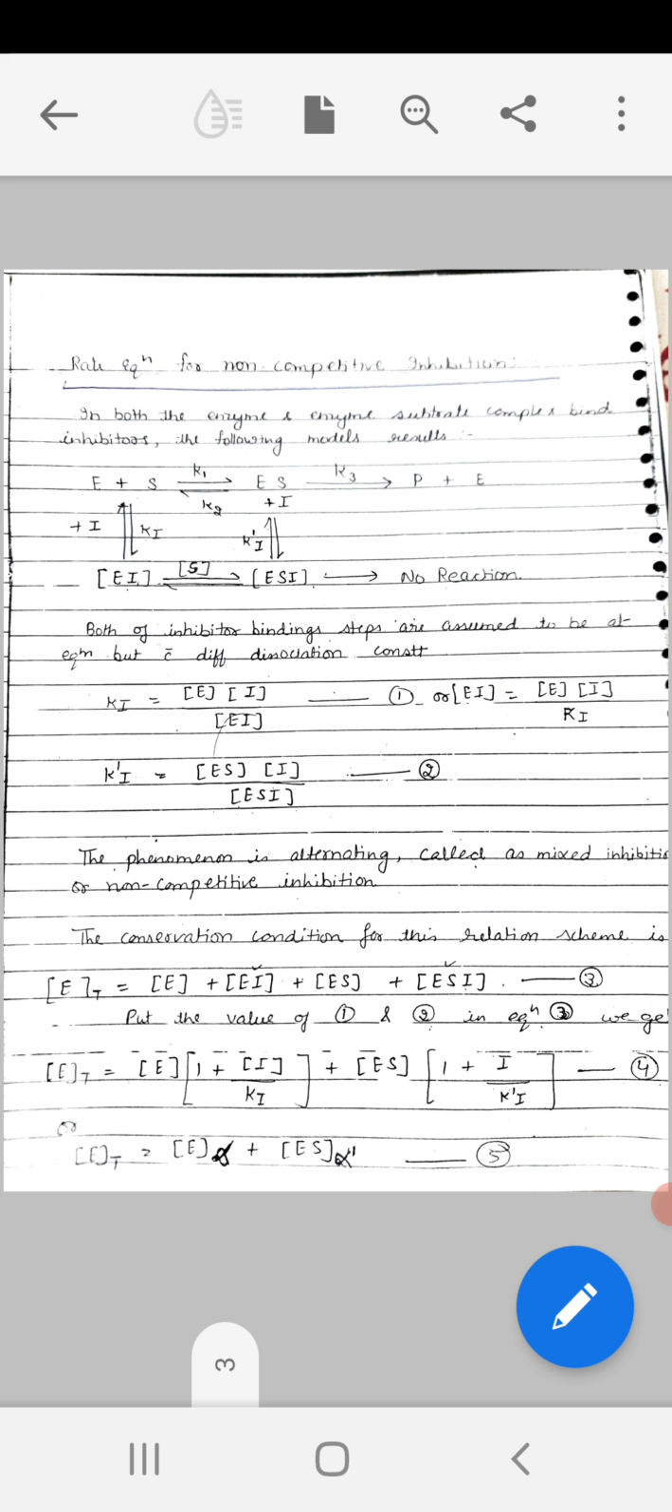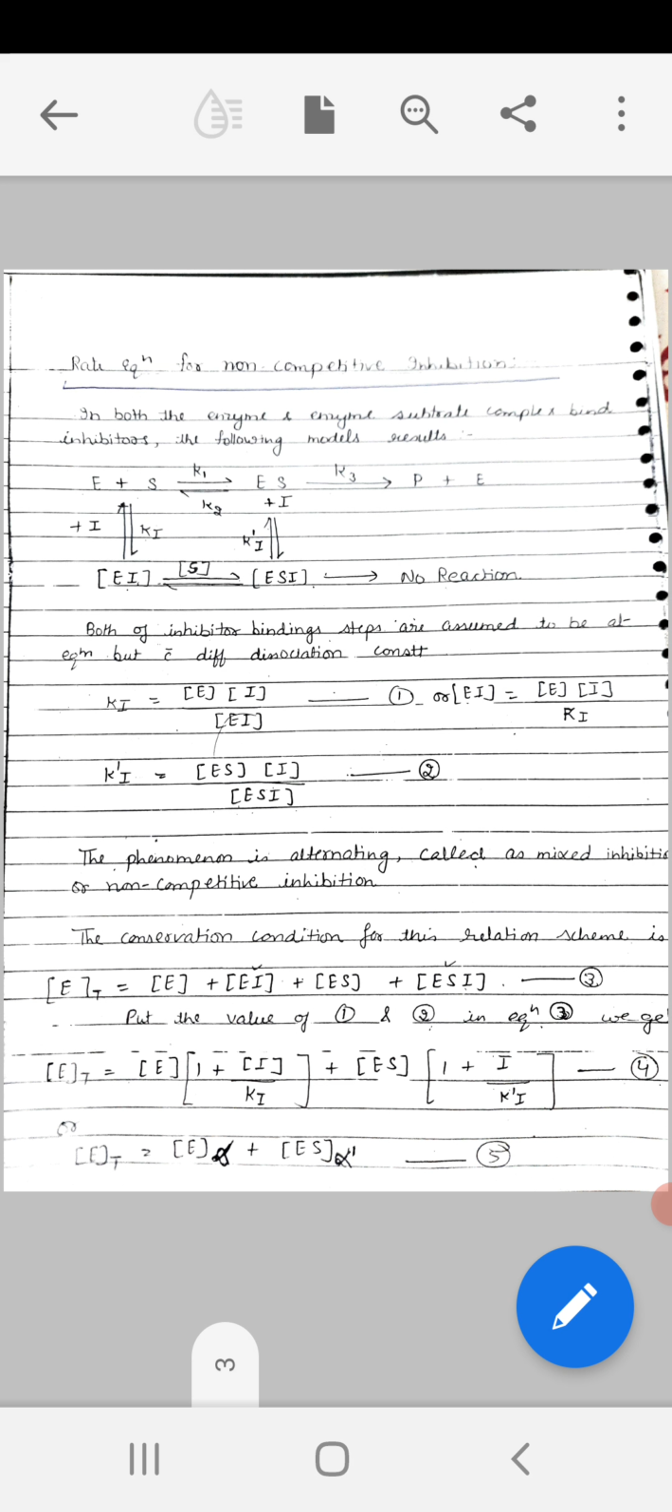Now Ki is equal to concentration of E into concentration of I divided by concentration of complex EI. This is equation number 1. Or we can write EI is equal to concentration of E into concentration of I divided by Ki. Similarly, Ki dash is equal to ES concentration into I concentration divided by ESI, equation number 2. This phenomenon is called mixed inhibition or non-competitive inhibition.